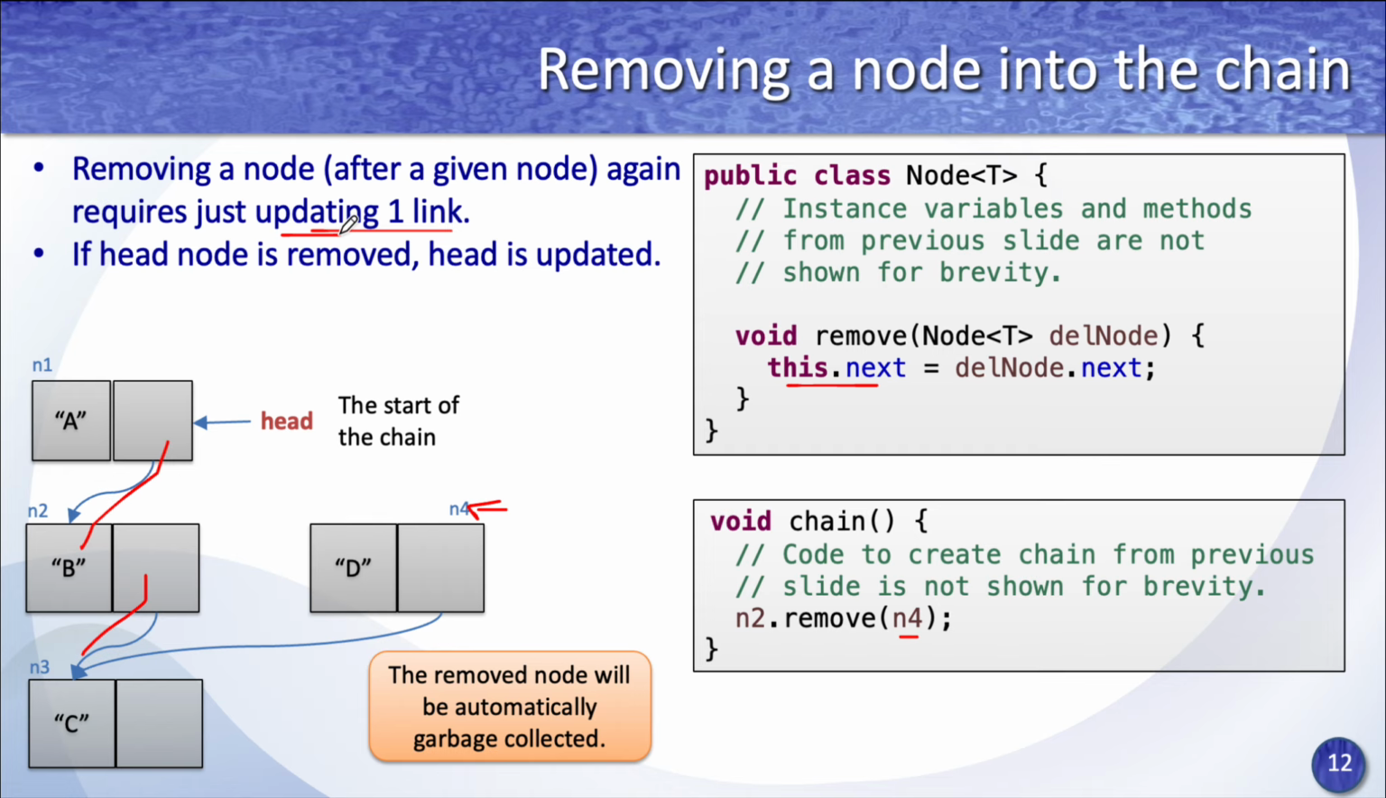Now contrast this with array lists. If you were to remove a node, you'll have to shift all of the other values in the list. Versus here, it just requires one. It's a constant time operation. Notice that this is just one statement, a constant time operation.